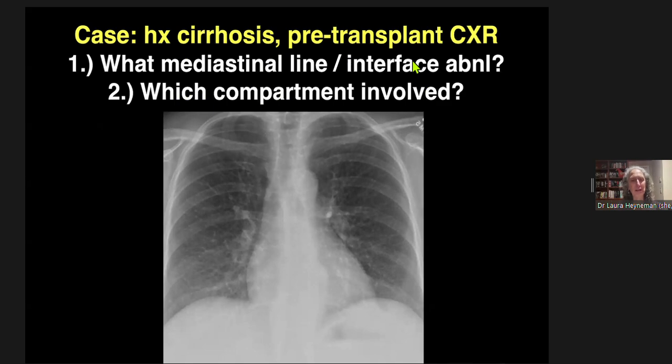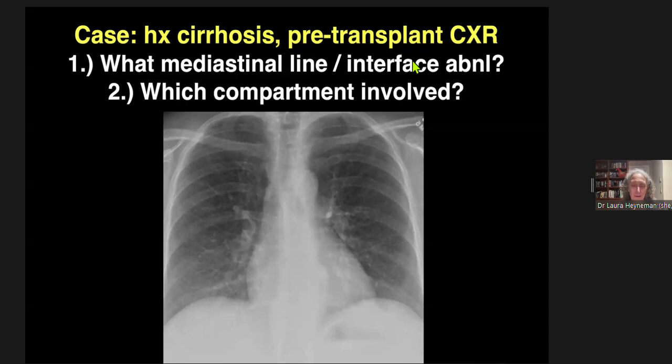Here is somebody who has cirrhosis. They have a pre-transplant chest radiograph. They're going to be getting a liver transplant. My question to you is, what mediastinal line or interface is abnormal? And what compartment, therefore, does that place the abnormality? Again, I think relatively subtle.